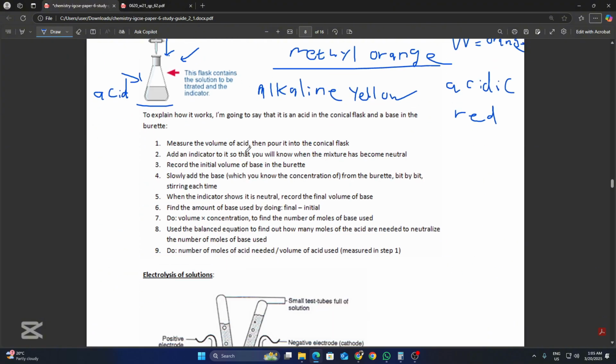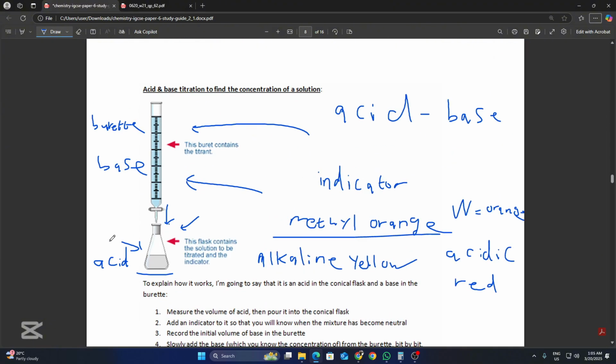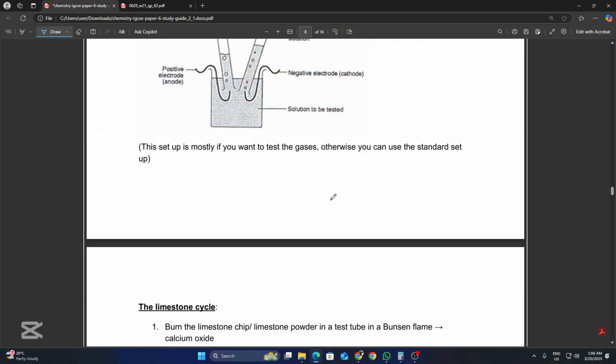Now, that is how you plan it. Plan it as you want. This can be a beaker, or this can be a flask, a conical flask. And here, this must be a burette. You can put the base here or the acid here, but it has to be acid and base titration, and you have to use an indicator.